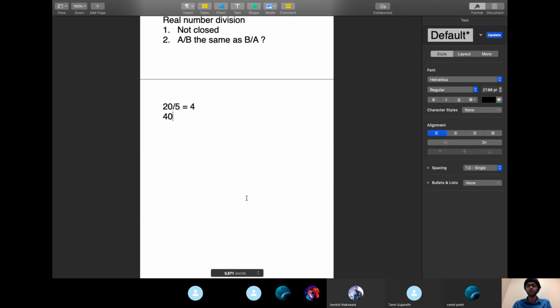Let's say we have 40 chocolates. I want to divide it among 4 people. How many chocolates does each person get? 10. I have 0 chocolates. I have to divide it among 3 people. How many chocolates does each person get? 0. I didn't have any chocolates. I have to give it to 3 people. None of them will get anything.